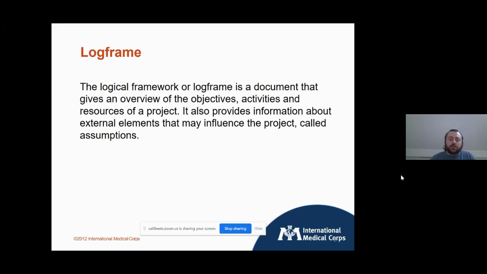A log frame or logical framework is a document that gives an overview of objectives, activities, resources of a project. It also provides information about external elements that may influence the project, called assumptions. Normally we will include the goals, the outcomes, the outputs, the related indicators, the targets, means of verification in this document. It's a map that helps us to visualize the monitoring and evaluation framework for a specific project.